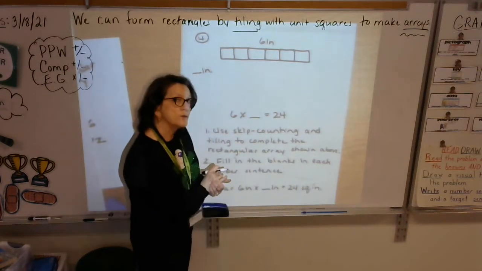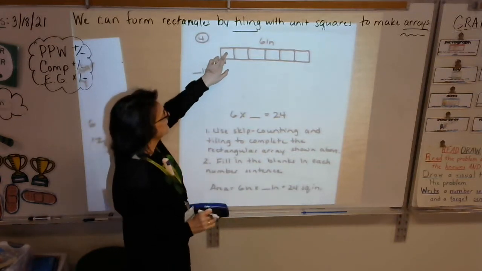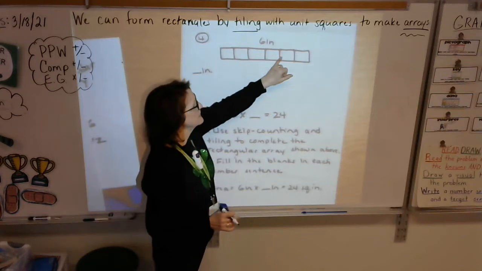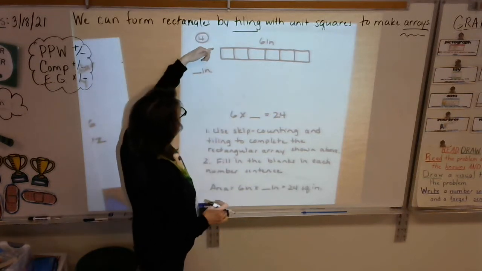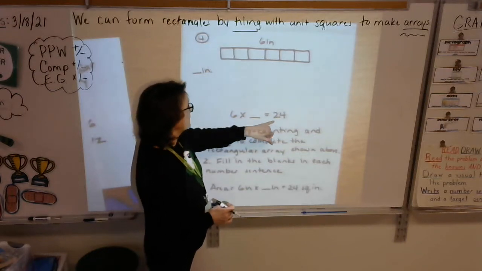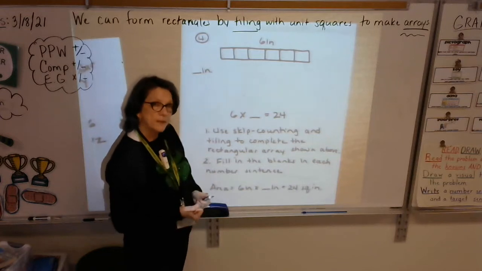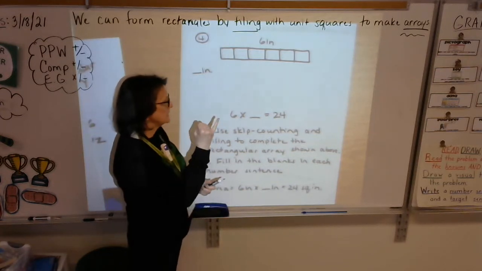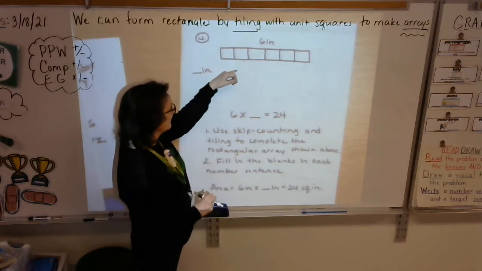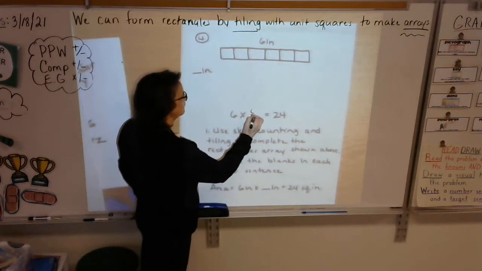Okay, this one I'd like you to try independently. So we know two things. We know that this top side of the rectangle is 6 inches long because we have 6 tiles. What we don't know is how long this side is, okay? We do know that the total will be 24. So if you think about it, you can skip count by 6, 12, 18, 24. And so how many rows will you need? Well, it looks like you're going to need 4 rows.